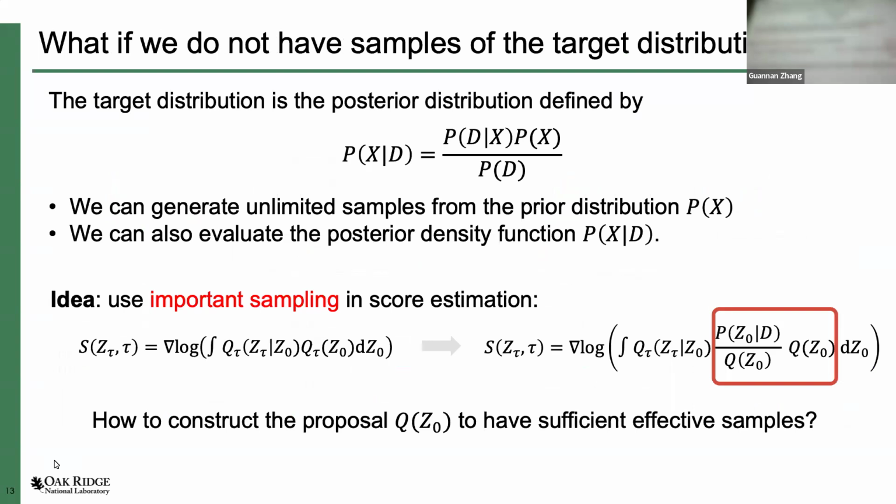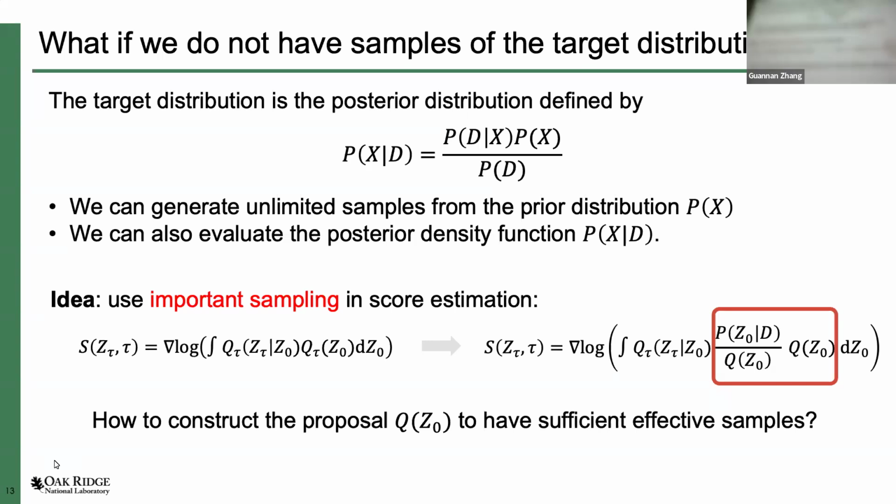Okay. Until now, we have assumed we are first given a set of samples following the targeted distribution. So what if we don't? We only have access to the probability density function of the distribution, which is the traditional Bayesian setting. What do we do? In this setting, usually we assume we can draw samples from the prior, but the posterior distribution is usually pretty different from the prior distribution.